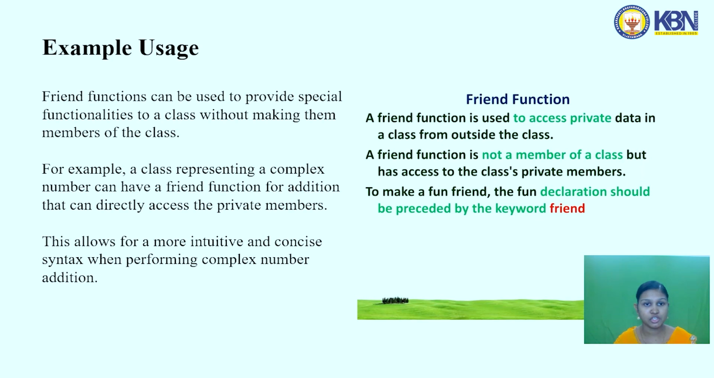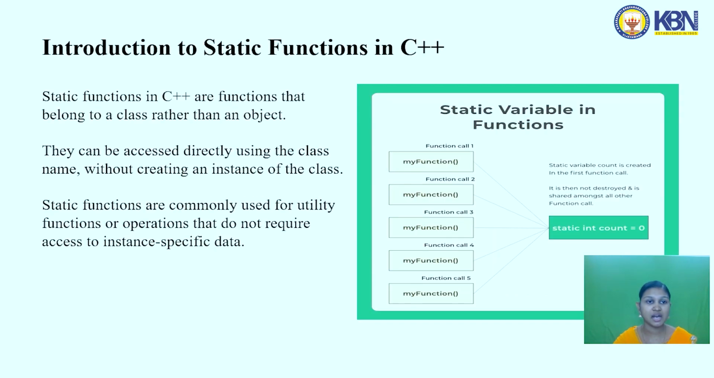The friend function is given access to the class without being a member of the class. For example, for a class representing a complex number, a friend function for addition can directly access the private members. Like this example, it performs complex number addition only within the class, not outside the class. What is the static function?